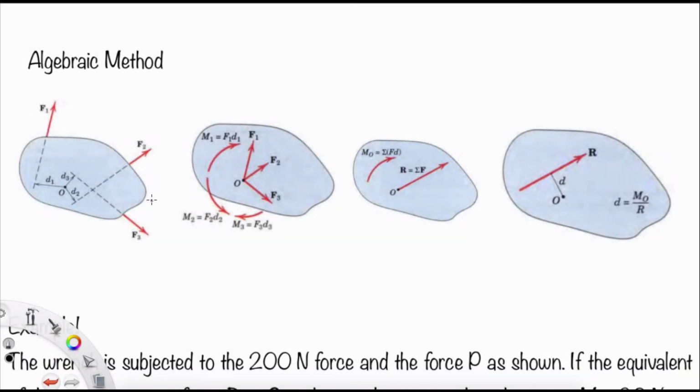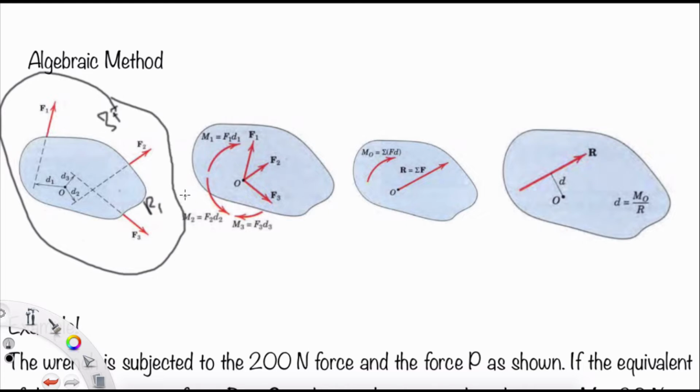And if you want to solve this by using the algebraic method, we have several steps. The first step is like the previous figure, where we have 3 forces here. The algebraic method is totally different, because in the algebraic method we can directly move all of the forces to a point O. So at point O, we intersect all of the forces, which are F1, F2 and F3, and we will get the resultant, the sigma F of the 3 forces.